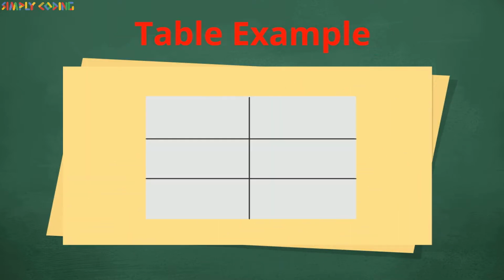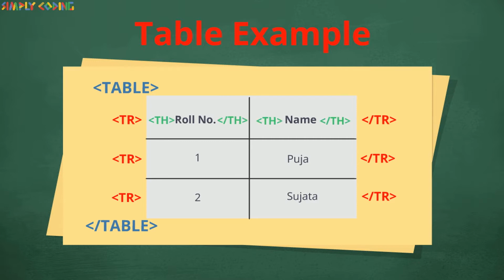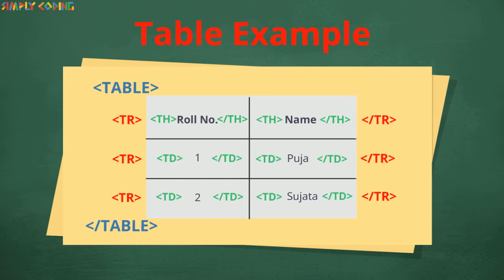Let's see this once again with an example. Suppose you have this table which you are asked to display in HTML. You will first use the table tag, as the entire content goes inside the table tag. Then you will use the tr tag to define the rows. Since we have a header, we will use the th tag for each column in the first row. For all the other column cells, we will use the td tag. As you see now, our HTML table is ready.